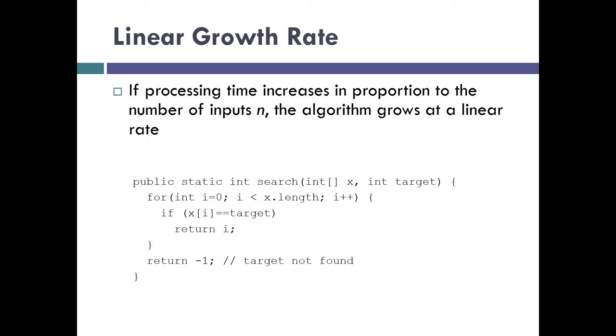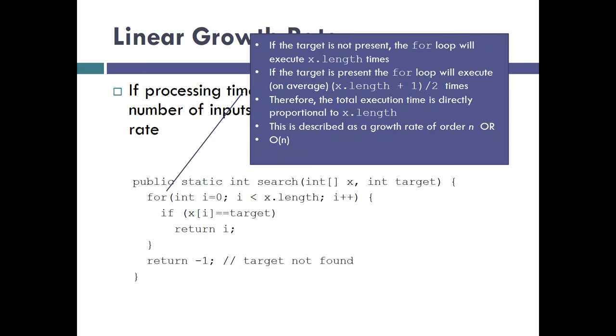So right here's the search algorithm that we wrote earlier. They're just doing it over an array. It's linear. So the bigger this gets, we have to search through n items. If the size is 10, it searches through 10 items. If it's 100, we search through 100 items. If the target is not present, it executes e dot length times.